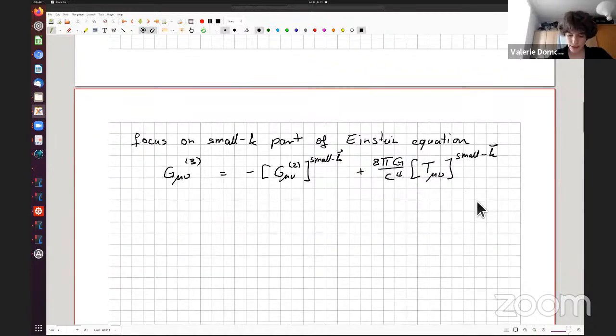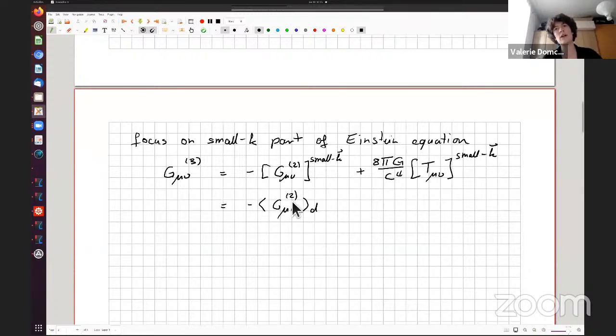And what does it mean in practice to take the small k part? It means that I perform an averaging procedure precisely over this distance d, right? And this kicks out all the high momentum parts. This kicks out all the small length scales, and I'm only left with the long length scales. And I do the same here. And here, if I do this averaging procedure, this guy is now essentially the energy momentum tensor of the background.